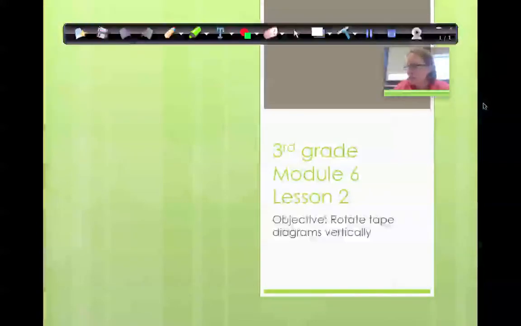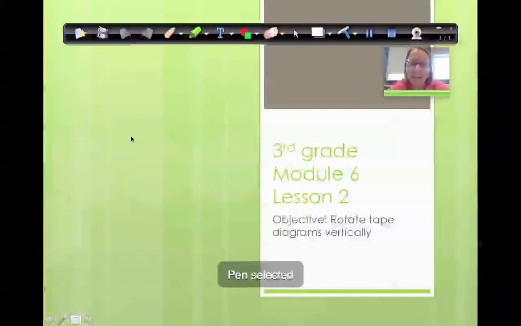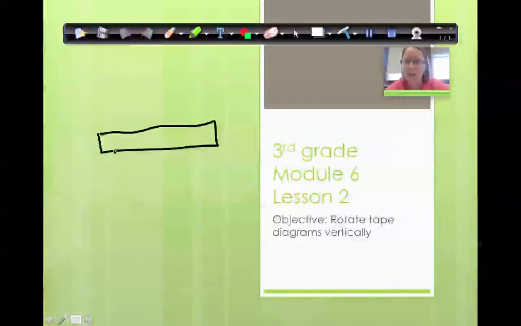Hello, today we're going to do Module 6, Lesson 2. Our objective is that we're going to rotate tape diagrams vertically. So, I know, John, you were excited because you had asked me earlier if we could do tape diagrams going up and down. Well, we're going to today. Remember I told you we could, we just didn't have room for it on the paper.